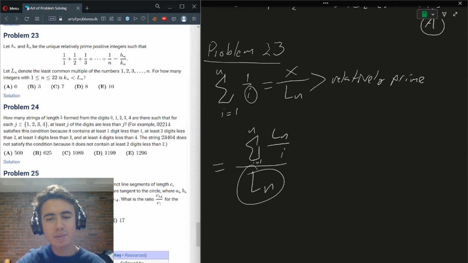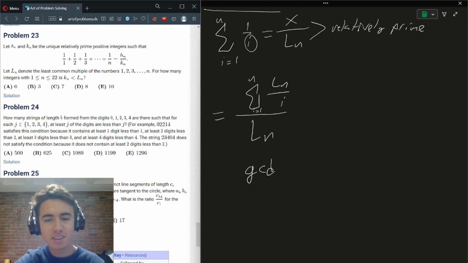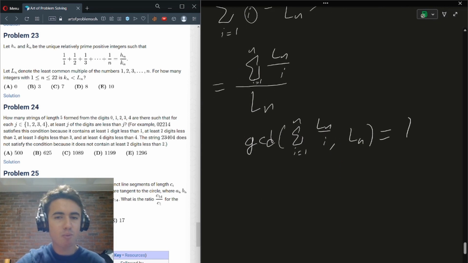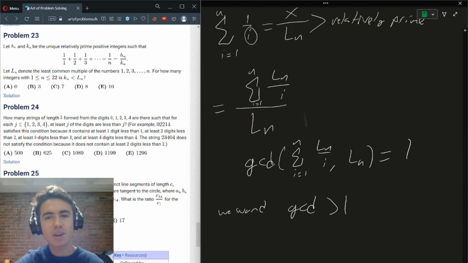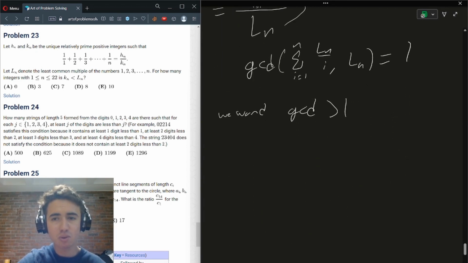And then if this is the denominator, we also know that the numerator must be relatively prime. Or in other words, if we want the denominator to be equal to ln, then the GCD of the top sum, ln over I, and ln should be equal to 1. But we want this not to be the case, so what we're looking for is the opposite. We want the GCD to be greater than 1. That way, these won't be relatively prime, and you can divide out a factor, like simplifying the fraction.